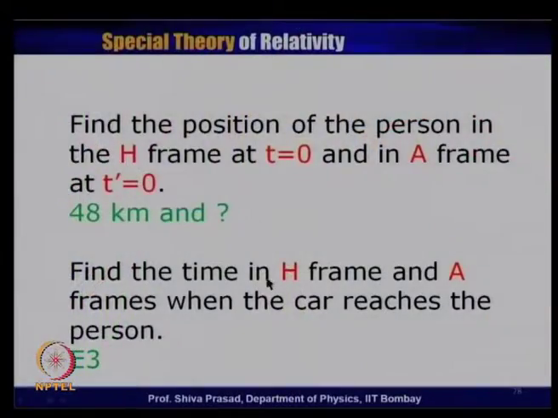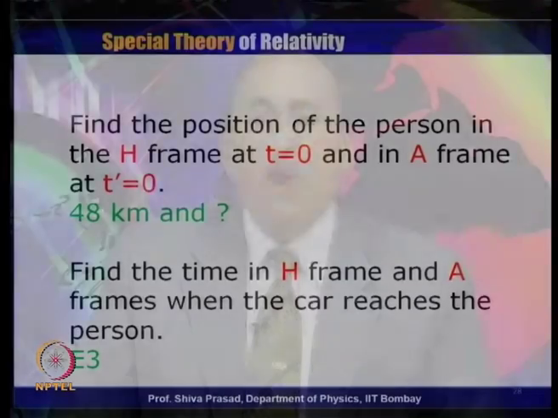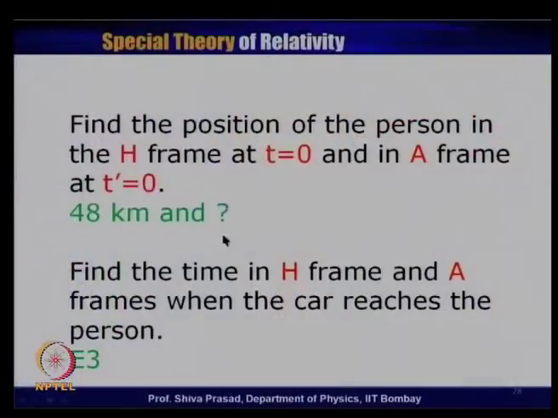Third thing, find the time in H frame and A frames when the car reaches the person. When the car, or the ambulance, reaches the person, obviously this is the event E3. So, whatever is the value of x that we have calculated both in H frame and A frame, we have to just pick up those numbers and plug them here. Event number 3 tells me the solution of the last part of the problem. We have to still find out what is the position of the person at t prime equal to 0.